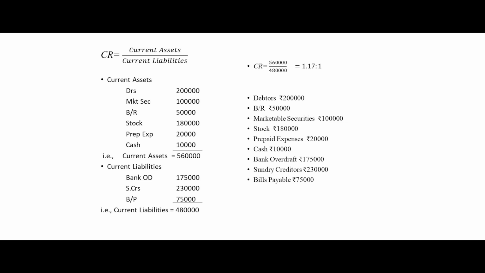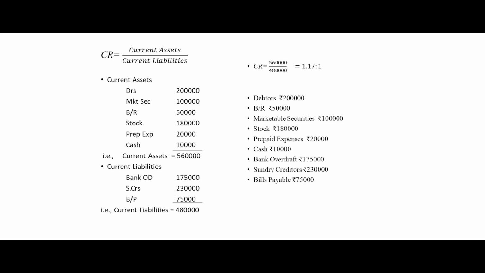Then we can calculate the current liabilities. Here in the question, the current liabilities include bank overdraft rupees 1,75,000, sundry creditors rupees 2,30,000 and bills payable rupees 75,000. You can calculate the total amount of current liabilities. It shows that the total of current liabilities is 4,80,000.